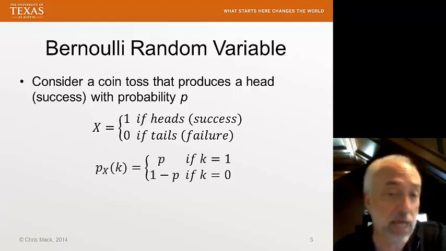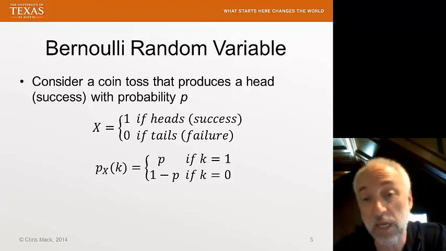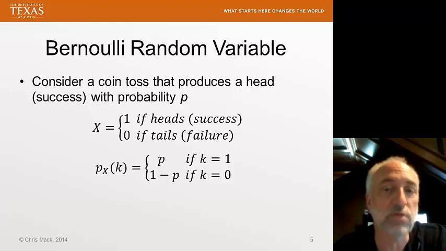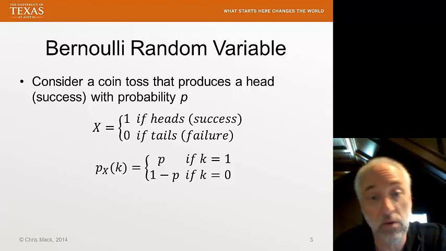The PMF, as we saw last time, PMF of 1 is equal to p, and the PMF of 0 is equal to 1 minus p. That's because we've defined our parameter p as the probability of getting a head, or a 1.